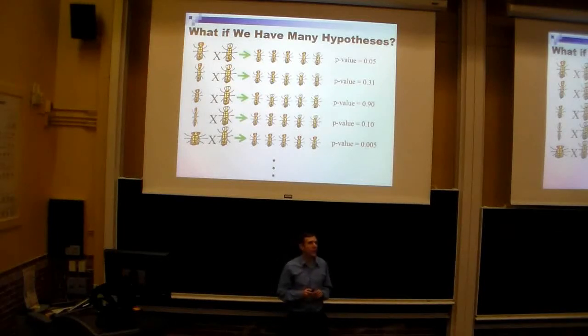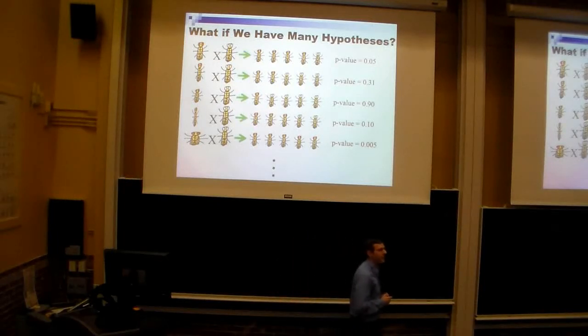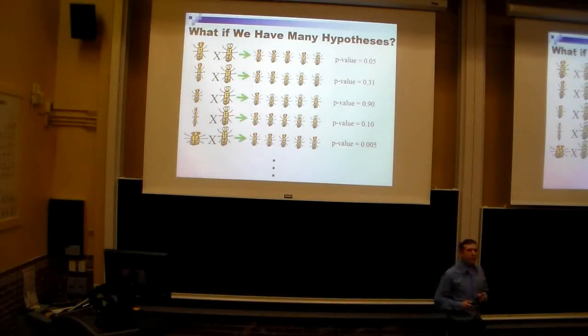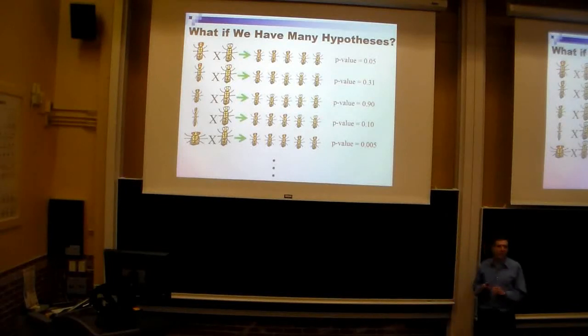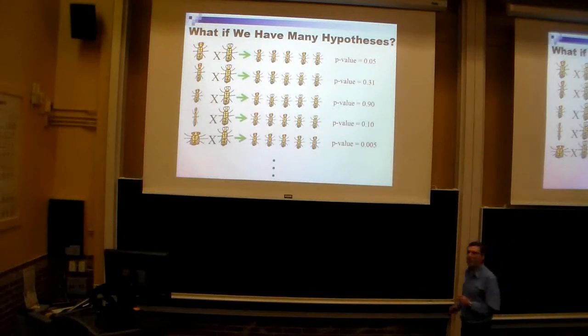And that has to do with the question of what's called multiple hypothesis correction. So if we do our experiment once, we can look at a p-value, and a small p-value will tell us that our null hypothesis is false. But let's say we're looking at lots of equivalent experiments.